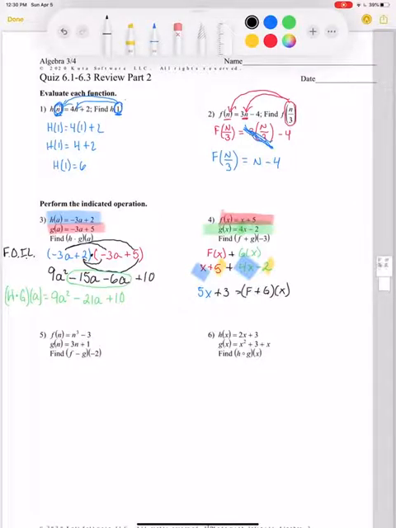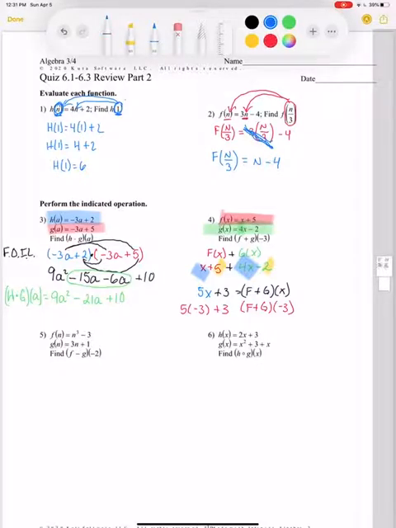But what it wants us to find is f plus g of negative 3. So what I need to do is rewrite 5x plus 3, and instead of having an x there, I need to have a negative 3. So I'm going to plug the negative 3 in. So I have 5 times negative 3 plus 3. Okay, now we just need to simplify.